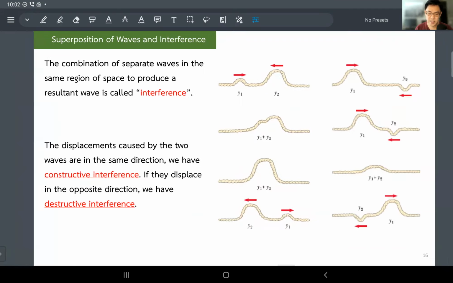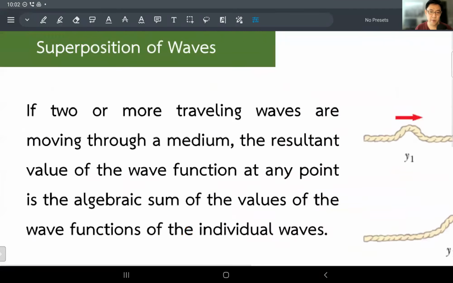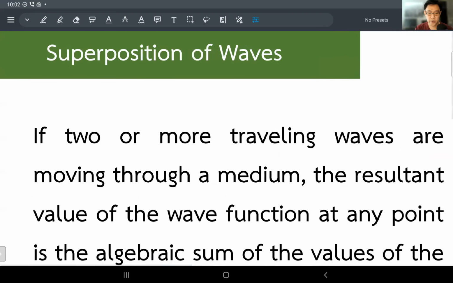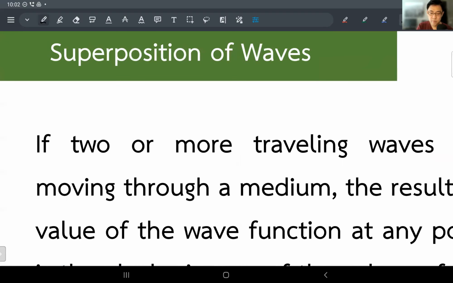Let's start with a very simple one. The good thing is there's still no calculus or anything. Within this second module, you guys are pretty much safe with algebra. You only add, subtract, multiply, and maybe the most complicated one is the sinusoidal function. That's what you have to do. The first thing we're going to do today is called superposition of waves.